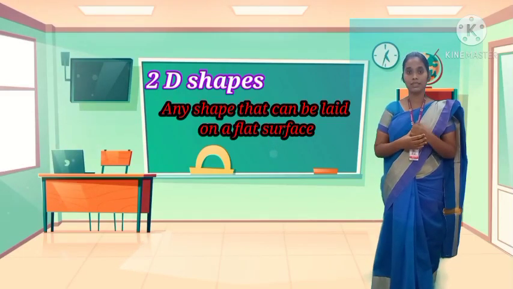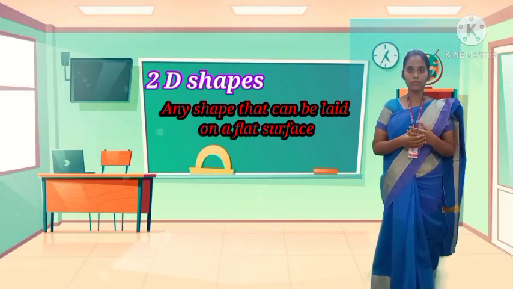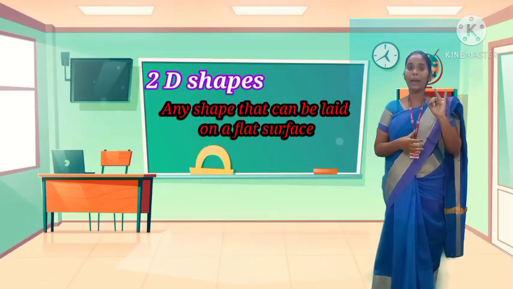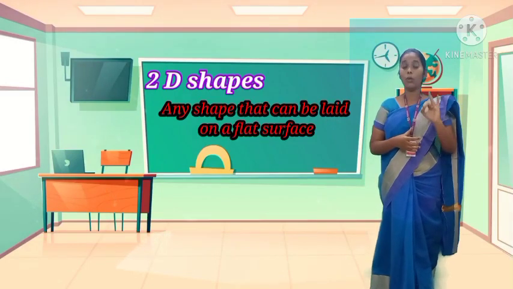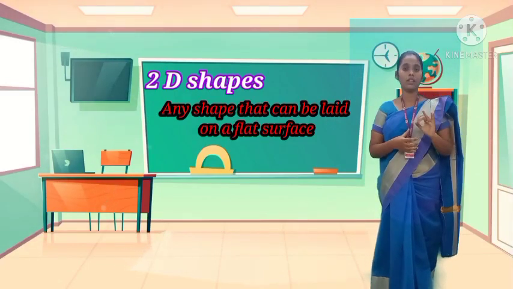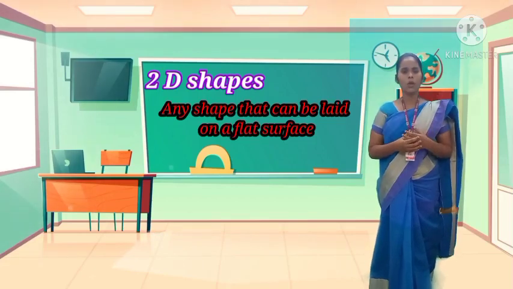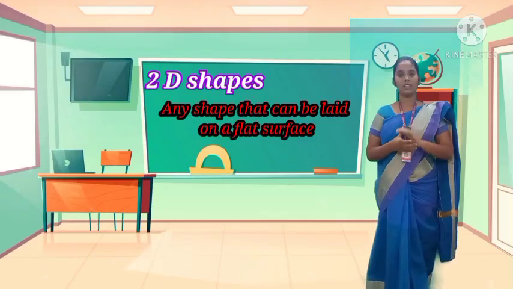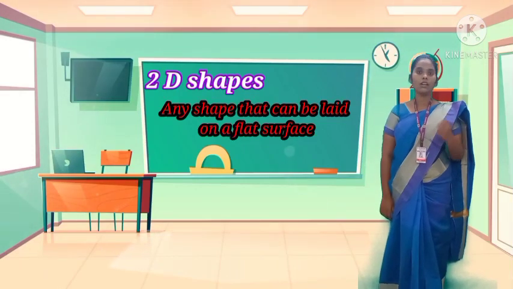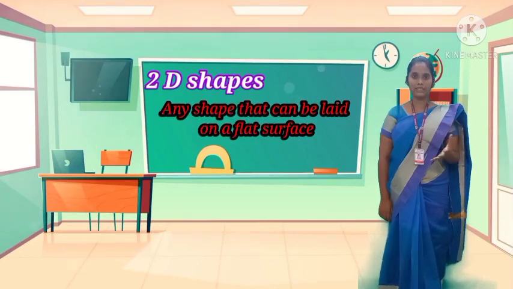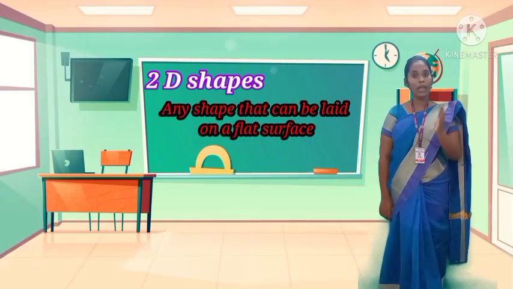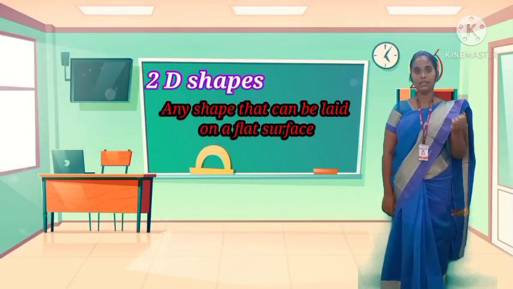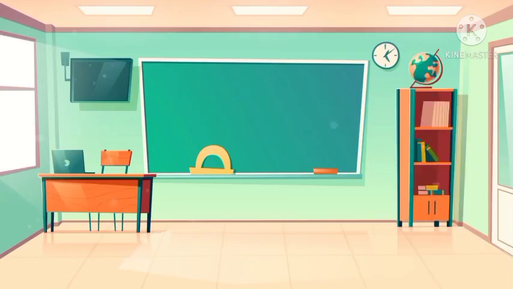Such as a compact disc, CD, or chessboard. You can say many examples. It has only length and breadth, only two dimensions. So we call it 2D shapes. What are 2D shapes? Any shapes that can be laid on a flat surface. Examples: chessboard, compact disc, etc. Now we will see various 2D shapes like square, rectangle, circle, triangle, etc.